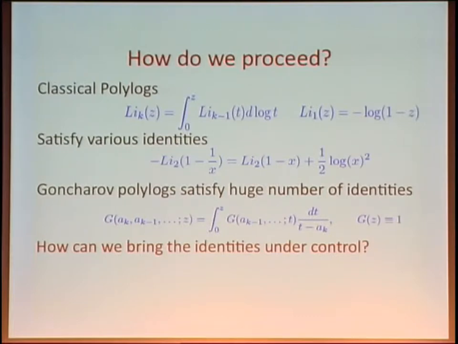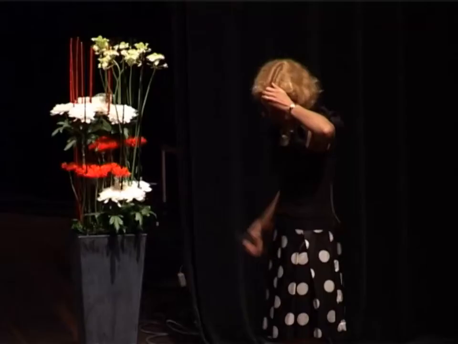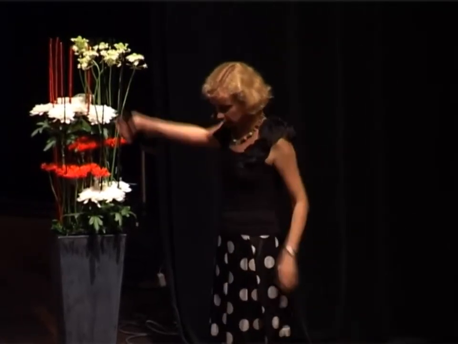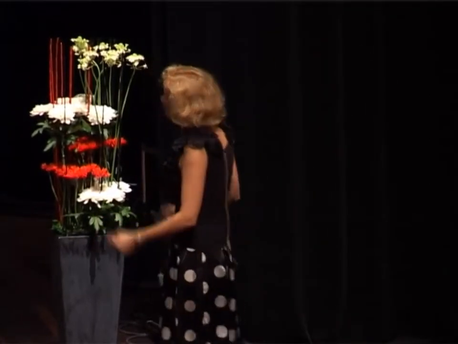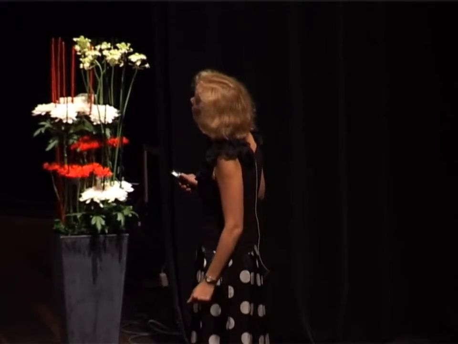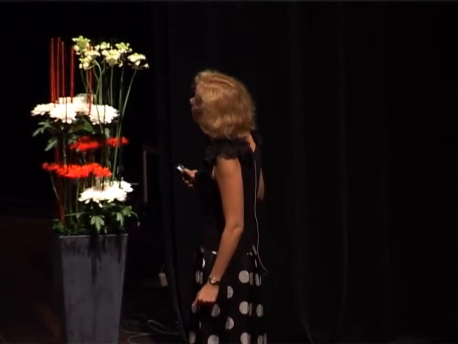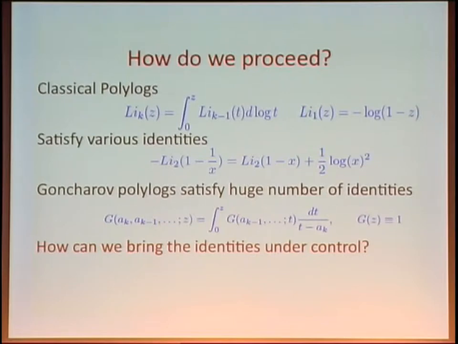The classical polylog. First of all, if you look at this object, it is a transcendentality 4 object. As you know, in N equals 4 there's this transcendentality principle. The classical polylog of weight k is given recursively like this. Weight 1 is just a log. You can have Li2, Li3, and some Li4s. As you know, they satisfy various identities.